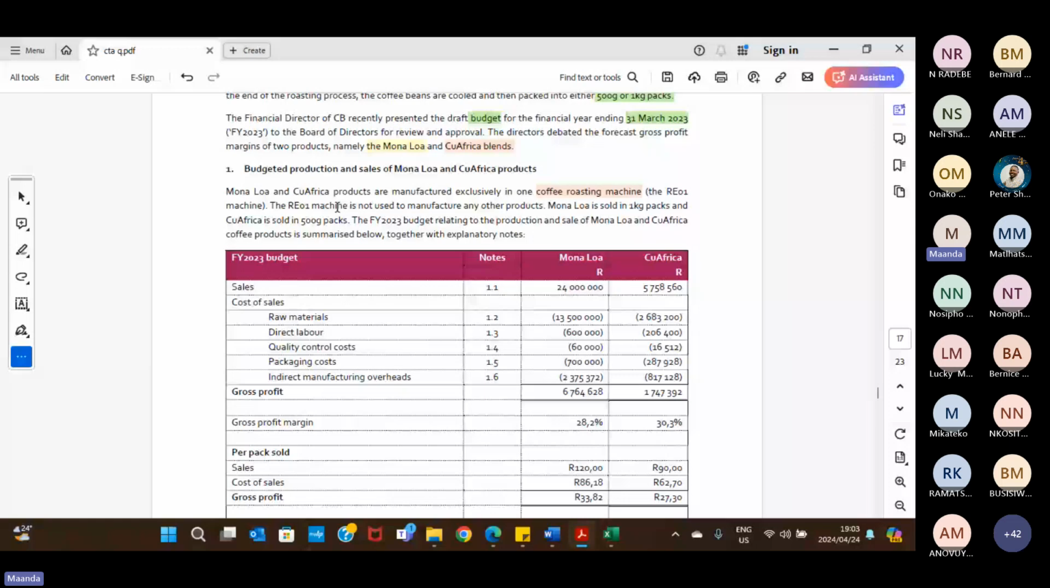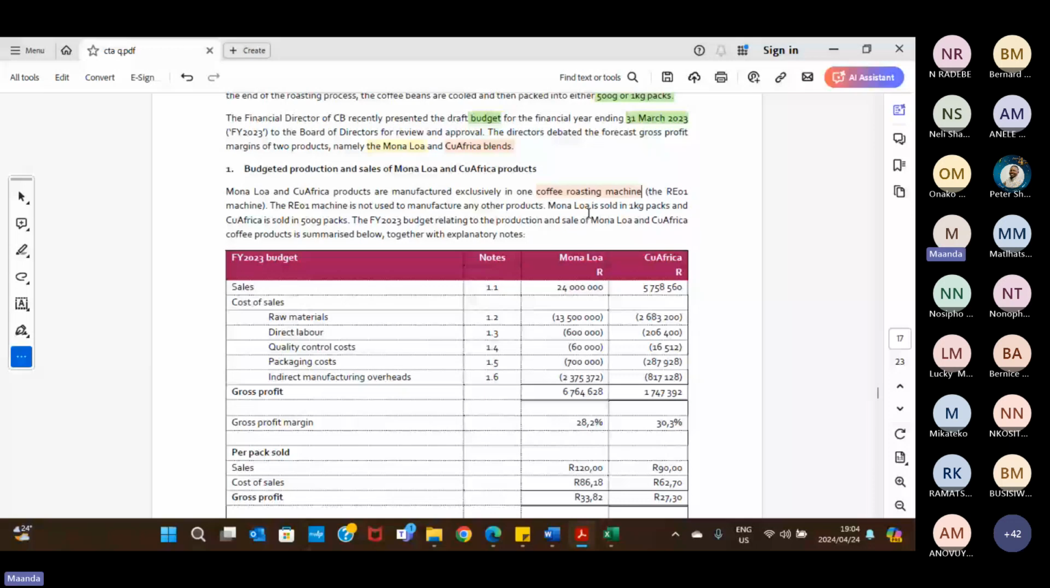So this machine is called the RE01 machine. The RE01 machine is not used to manufacture any other product. That's very good. I'm not worried about allocating the overhead cost of the machine to another product. So I'm worried only about these two products. That's fine. Then M is sold in 1 kg packs.